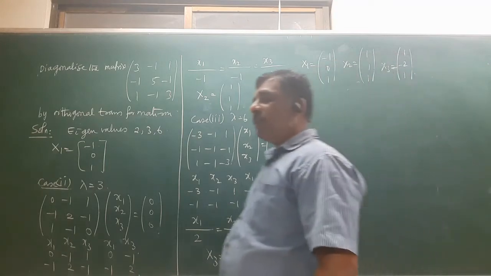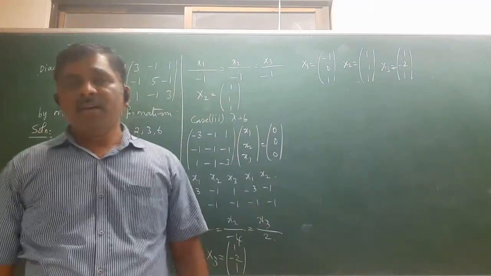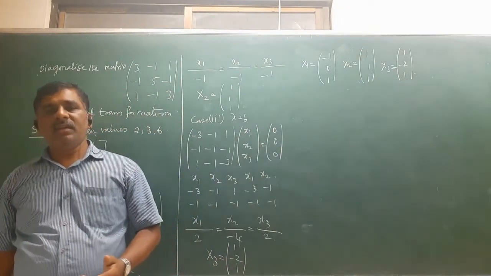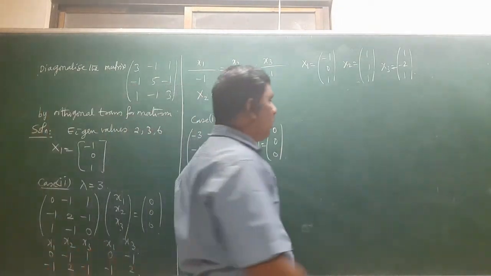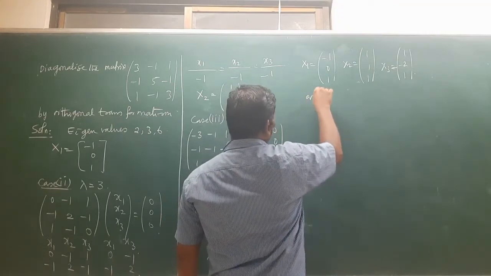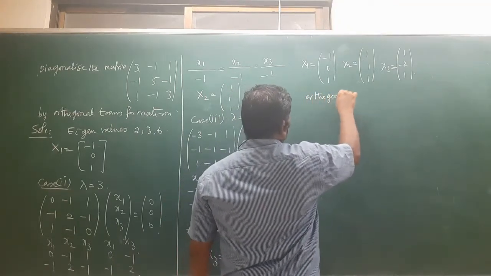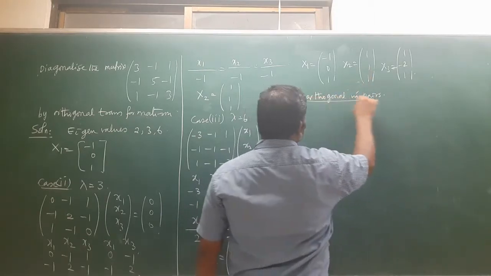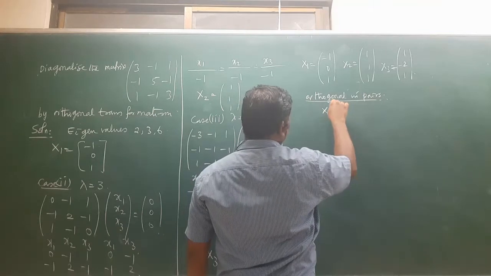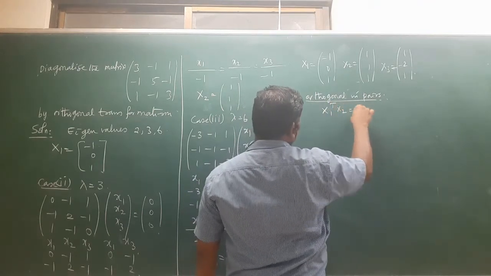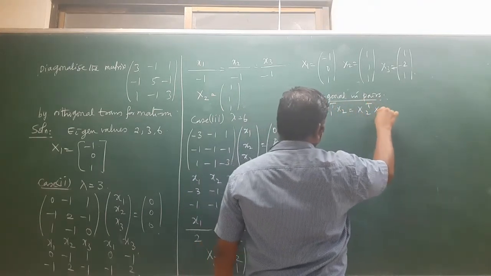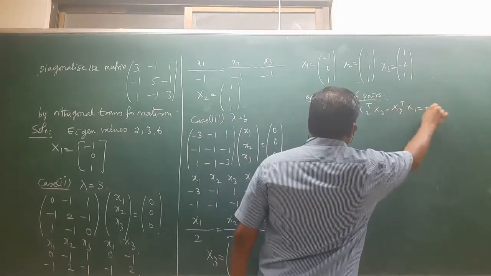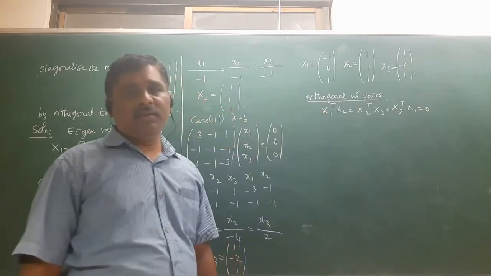Next we have to check whether they are orthogonal in pairs or not. Then only you can verify that your eigenvectors are correct or wrong. So we have to check that they are orthogonal in pairs. How to check that? Orthogonal in pairs: that is x1 transpose x2 equal to x2 transpose x3 equal to x3 transpose x1 equal to 0. We have to prove that.